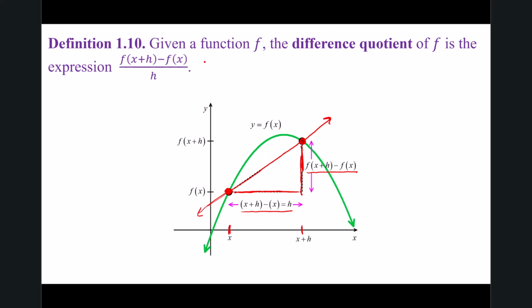So my change in y over change in x, or rise over run, however you want to think about the slope, the change in y is f of x plus h minus f of x, and the change in x is h. So what we're doing is we're finding the slope of a secant line.